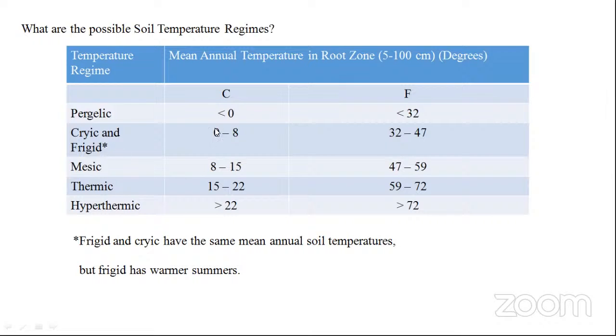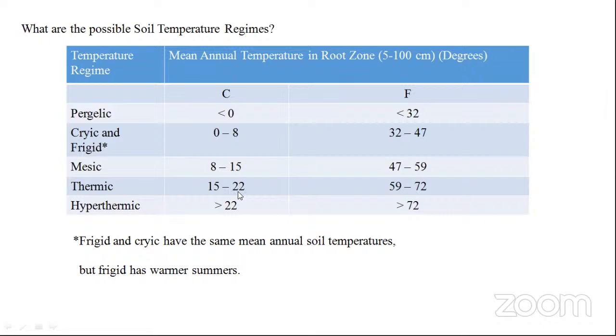Cryic and frigid, students, mostly in Celsius will be 0 to 8. In Fahrenheit, 30 to 47 degrees. Mesic is around 8 to 15 degrees, which we convert in Fahrenheit to 47 to 59. Please note down all these values.